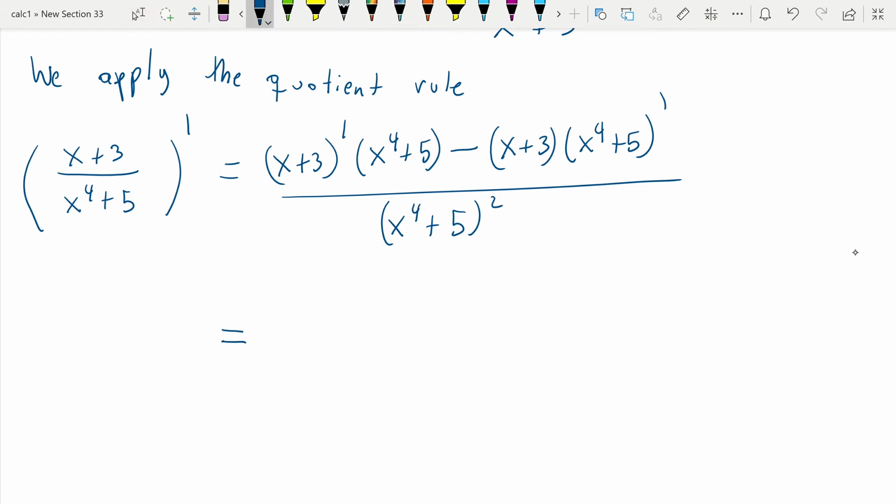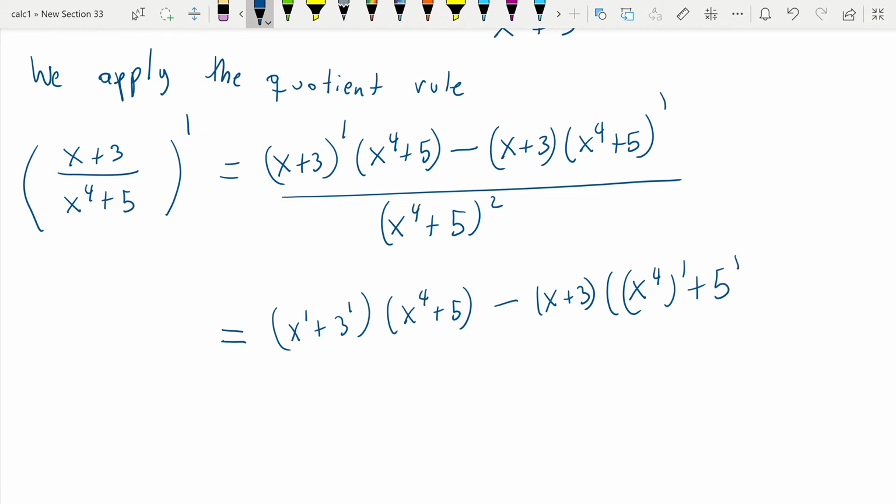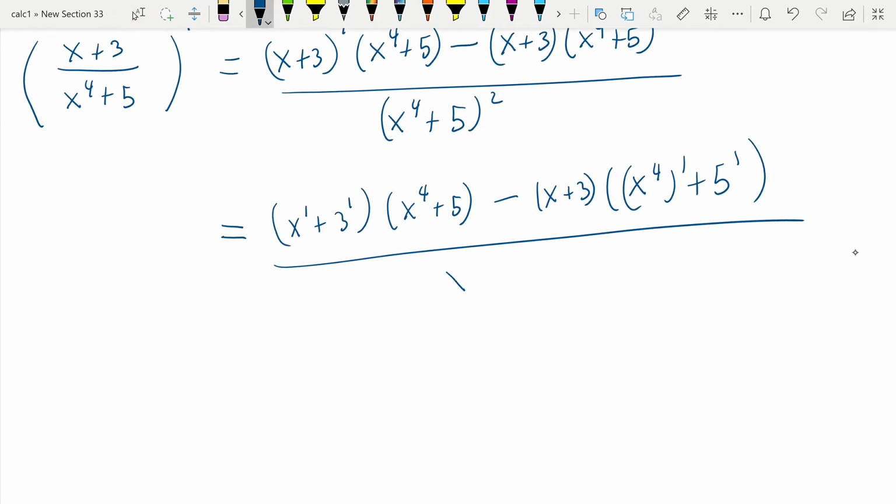Now, the derivative of x + 3 was just the derivative of x plus the derivative of 3 by the basic rules of differentiation, meaning we can add the derivatives of these two functions to obtain the derivative of x + 3. Then minus (x + 3) times the derivative of x^4 + 5, all of that divided by (x^4 + 5) squared.